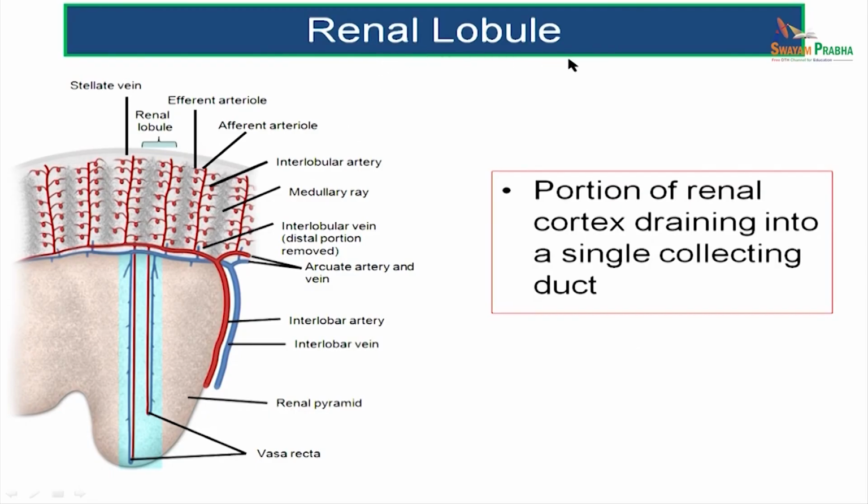Next is renal lobule. You can see from this picture that renal lobule is a portion of the renal cortex. This is cortex, this is medulla. So, renal lobule is portion of renal cortex draining into a single collecting duct, that is the renal lobule.